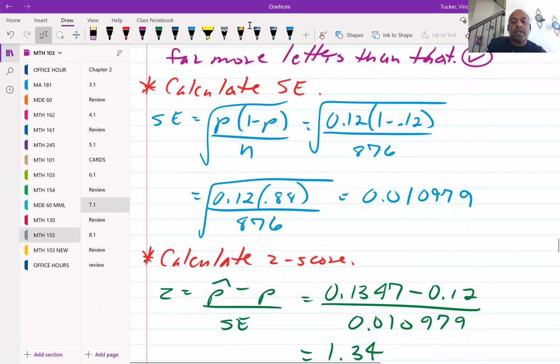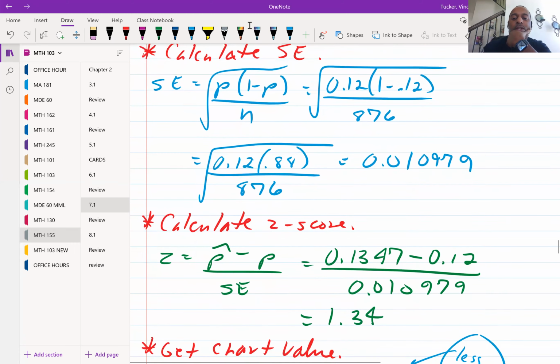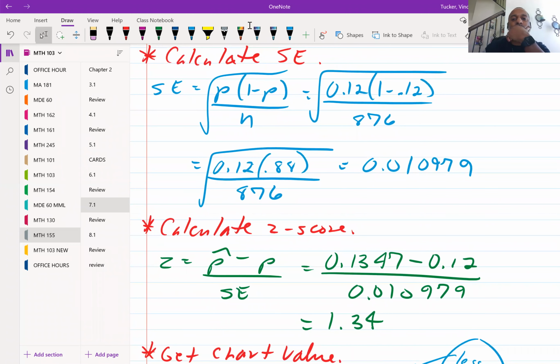All right. So once you've calculated your standard error, you can go ahead and calculate your z-score. So they gave us a p hat of 118 over 876. They gave us p as 0.12. And then we calculated our standard error as 0.010979. So when we calculate that, we get 1.34.